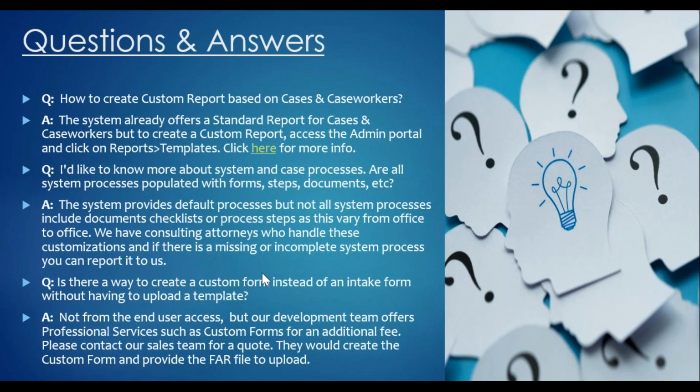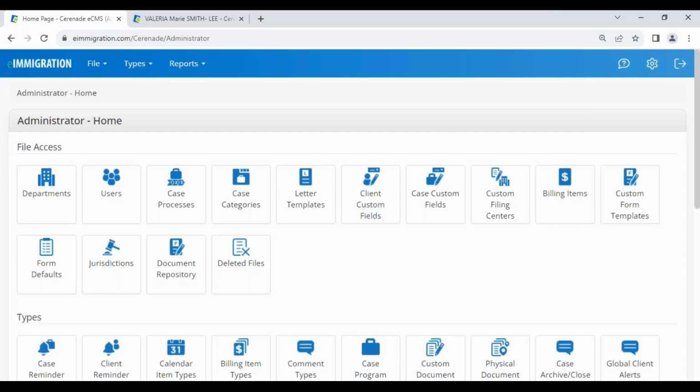I'd like to know more about system and case processes. Are all system processes populated with forms, steps, documents, etc.? The system provides default processes, I think about 100. But not all system processes include the documents, checklist, or process steps, as this varies from office to office. So we have consulting attorneys who handle these customizations, and if there's a missing or incomplete system process, you can report that to us. Let me show you quickly what I'm talking about.